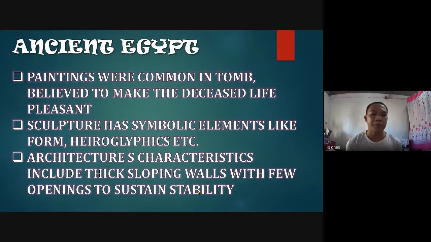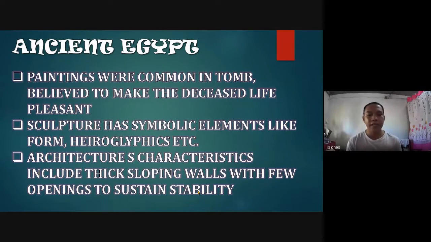As for their sculpture, it has symbolic elements like form and hieroglyphics, etc. Here their sculpture began to have forms. They were the ones who formed it. It was no longer naturally formed by soil erosion or the flood, but formed by people. So their sculpture started to be formed here in ancient Egypt.